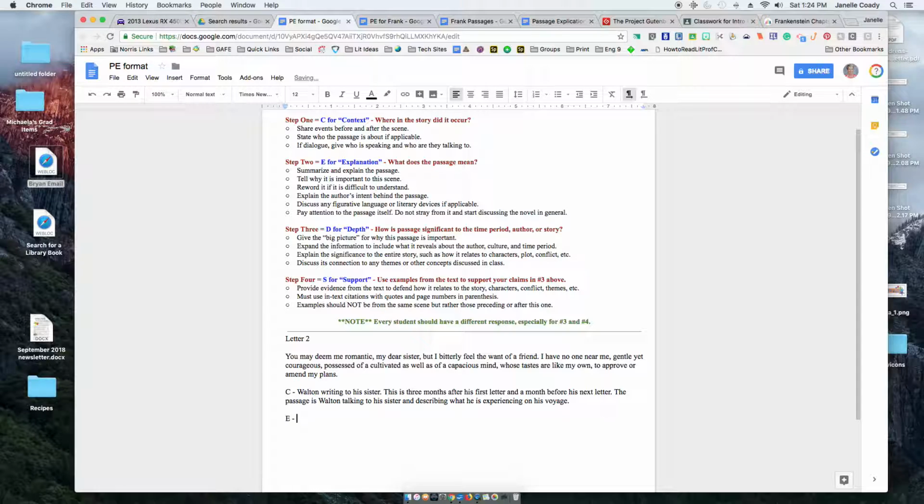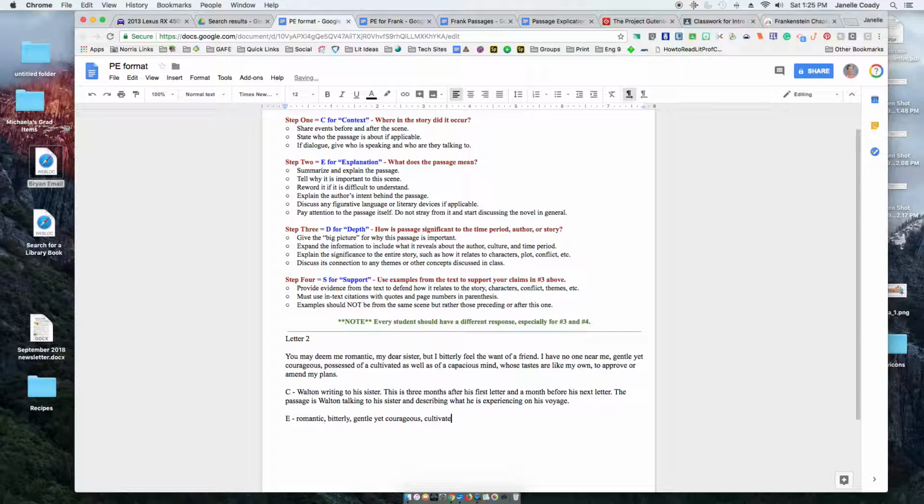E would be, this is where you look at the words in the passage. So romantic would be a word that I would pull out, right? So I write down romantic's a word I want to touch on. Bitterly, other words, gentle yet courageous. I have no one near me, gentle yet courageous. So he wants a person near him. So I'm just taking notes for this passage in case I get that one.